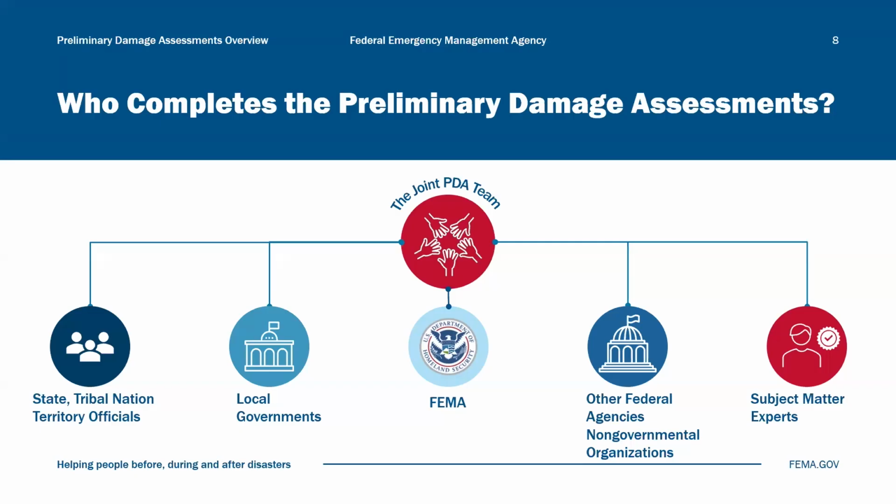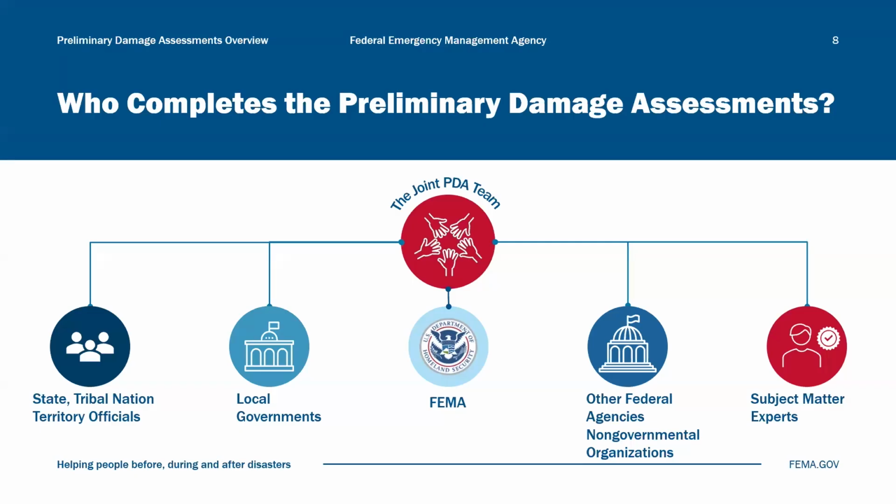Tribal nations can take on different roles depending on how they choose to request disaster assistance from FEMA. They also conduct initial damage assessments and may participate in the joint PDA. For more information about the flexible options for tribal nations, reference FEMA's Tribal Declarations Guidance.